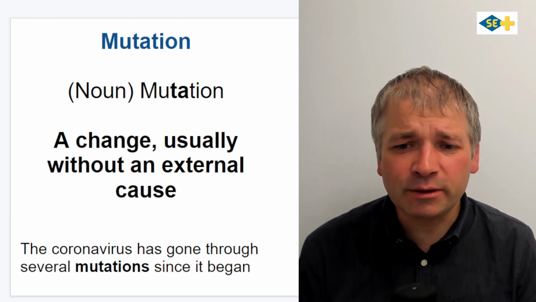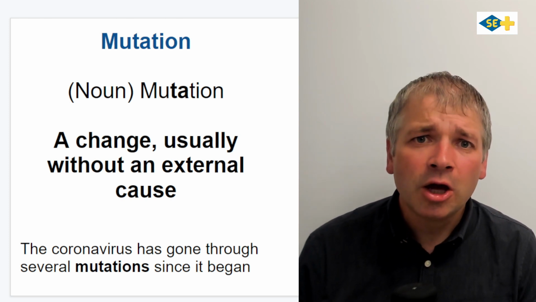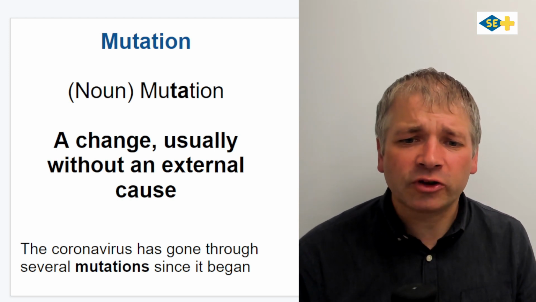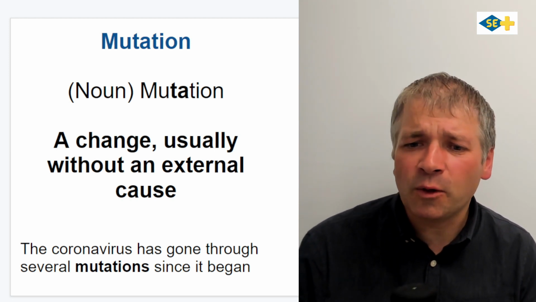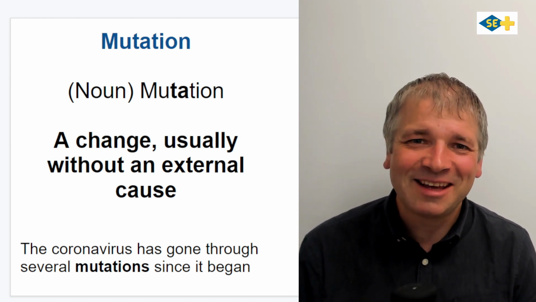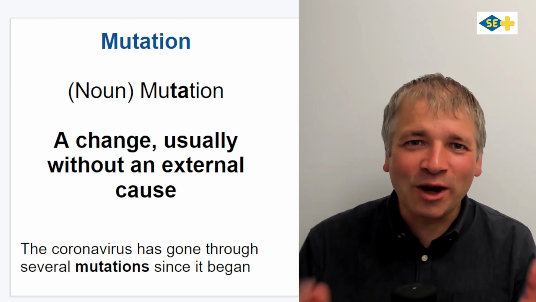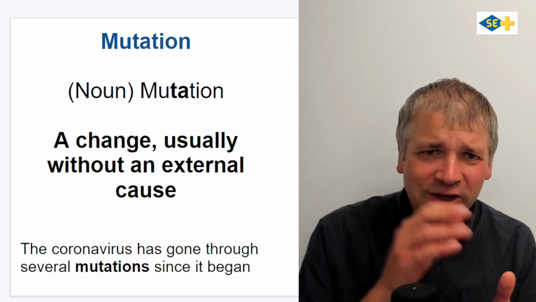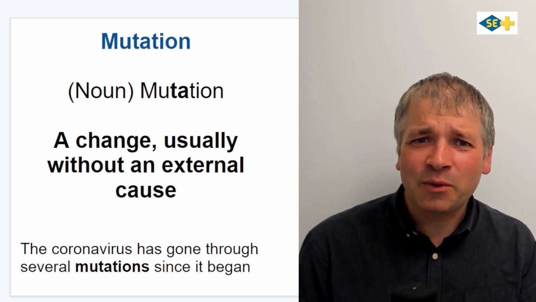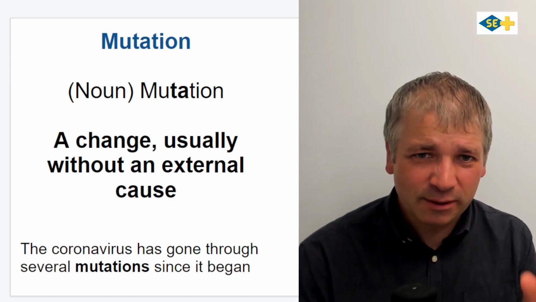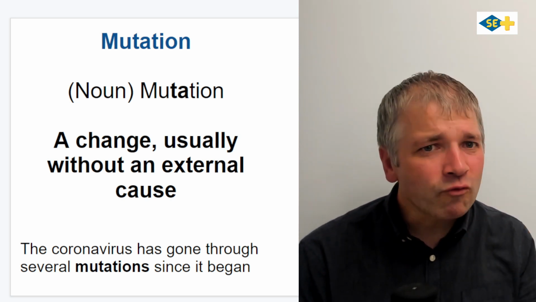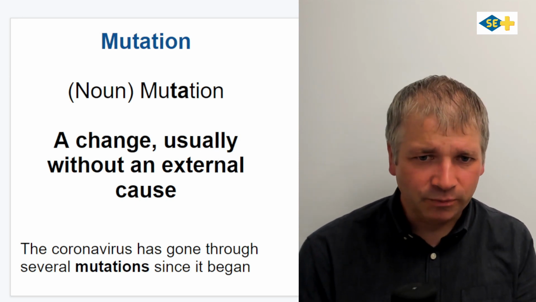Mutation. This is a noun. The stress is on "te". Mutation. And this describes a change, usually without an external cause, or not one that we can obviously see. So, for example, the coronavirus has gone through several mutations since it began. So it started as one virus, then there was a mutation, and it changed to a slightly different virus, slightly different effects, then it changed again, and it's something that we're all familiar with around the world. But this is a mutation. So something changed. Did anyone make the change happen? Not really. It just happened on its own. Mutation.